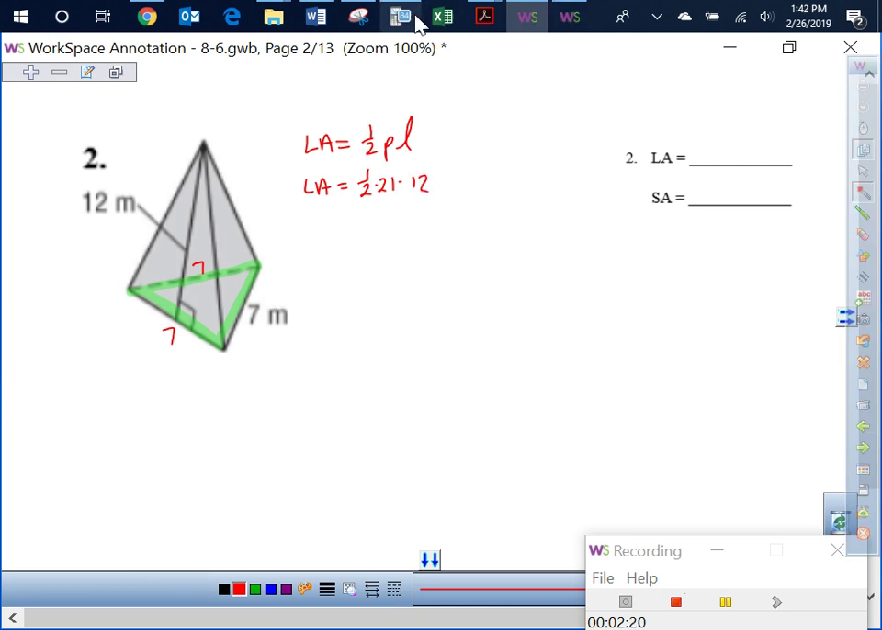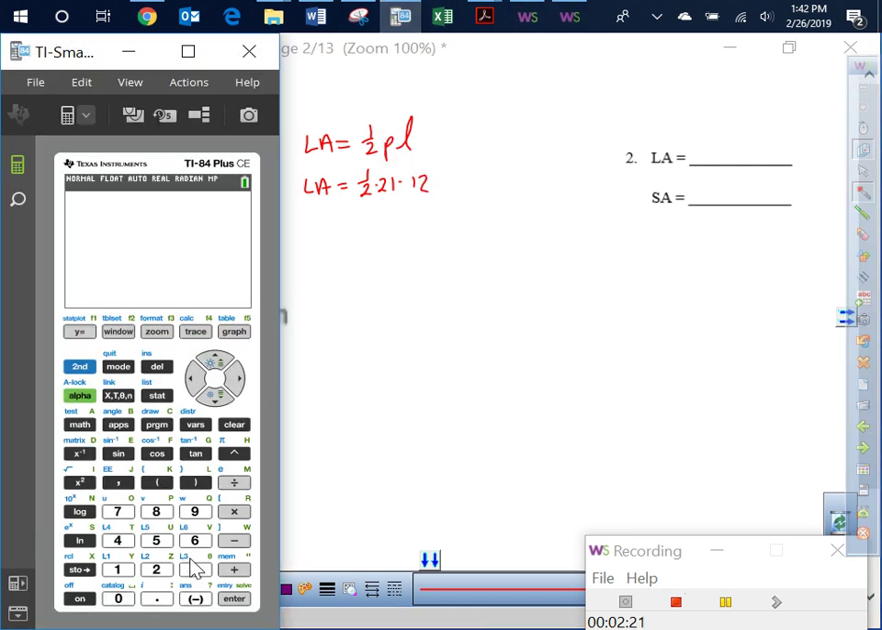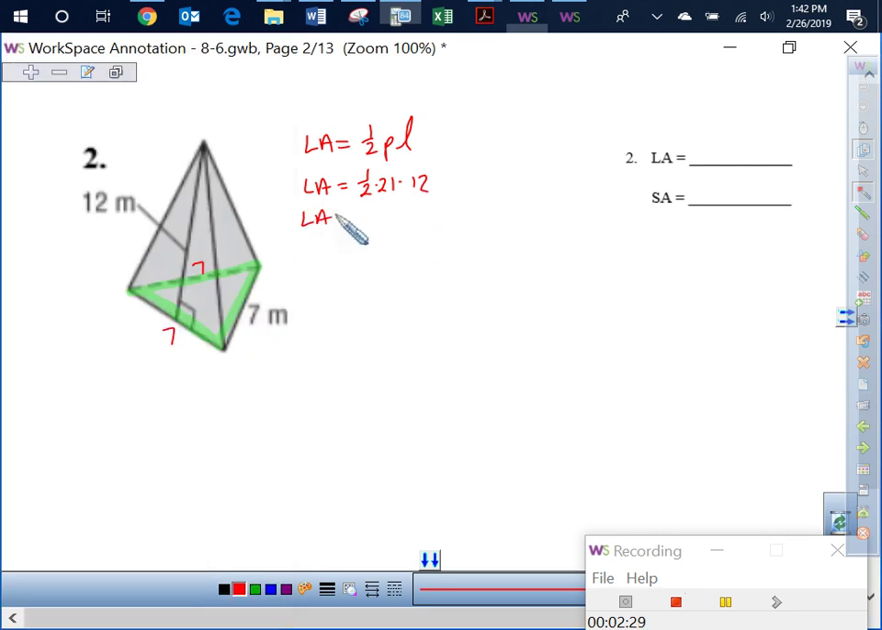And we can punch that in. That'd be 1/2 of 12 is 6 times 21. That's a wonderful old 126. So lateral area, 126 square meters. No issues there. Surface area, same old formula. Lateral area plus just one base area, because they only got one base. So surface area is the 126 plus the base area.